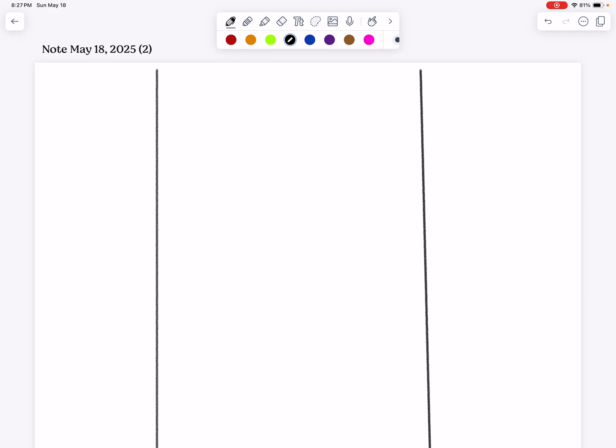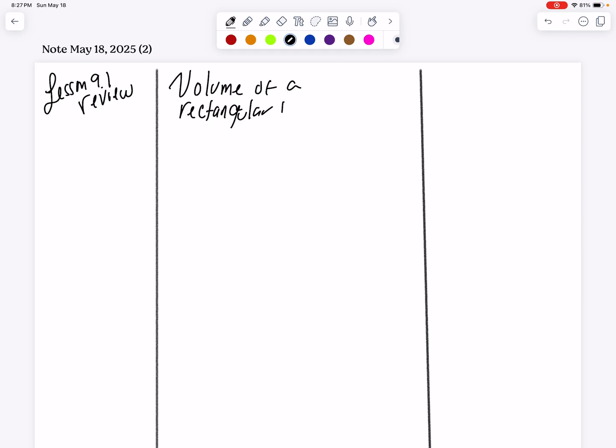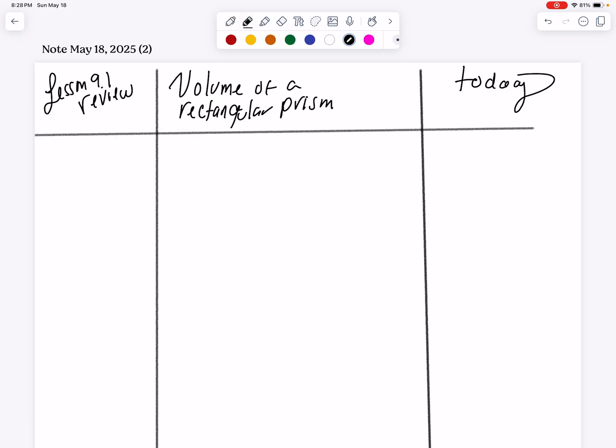All right, so this is lesson 9.1 review. And 9.1 is volume of a rectangular prism. And today is today. Oh my gosh, I'm so sorry about my writing right now.